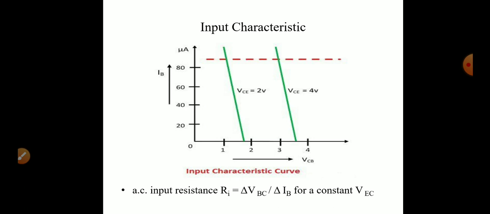The procedure is we change our input voltage and we take the input current reading and plot it in a graph. Then we get the input characteristics for VCE equal to 4 volt as shown in the figure. Input characteristics are mainly used to measure the AC input resistance. Input resistance can be defined as the ratio of change in input voltage to change in input current for a constant output voltage. Change in input voltage is base collector voltage and change in input current is base current, for a constant output voltage, which is collector emitter voltage.